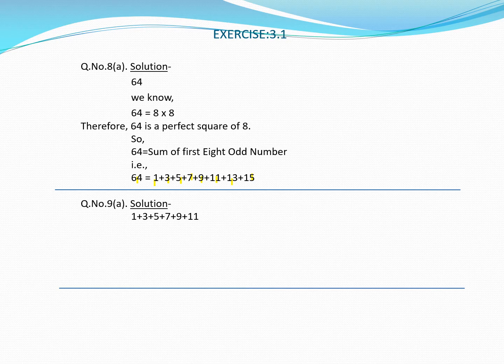Now question number 9 we see: without adding, find the sum. Part A is 1 plus 3 plus 5 plus 7 plus 9 plus 11. So without adding, how will you find it? According to the question, there are 6 odd numbers: 1, 2, 3, 4, 5 and 6. So instead of adding all these, since there are 6 odd numbers, you will write 6 square, which is equal to 6 into 6, equal to 36.